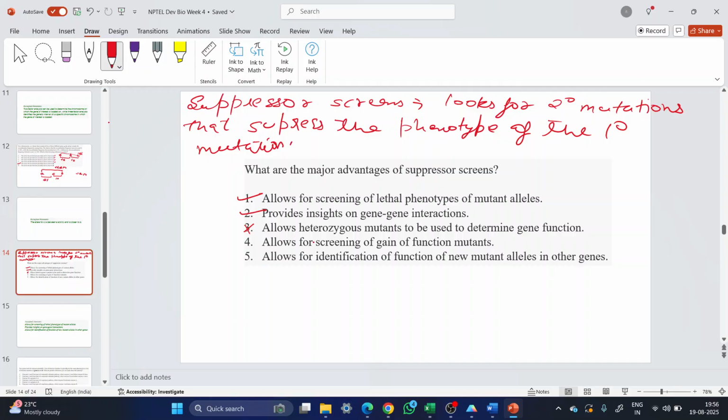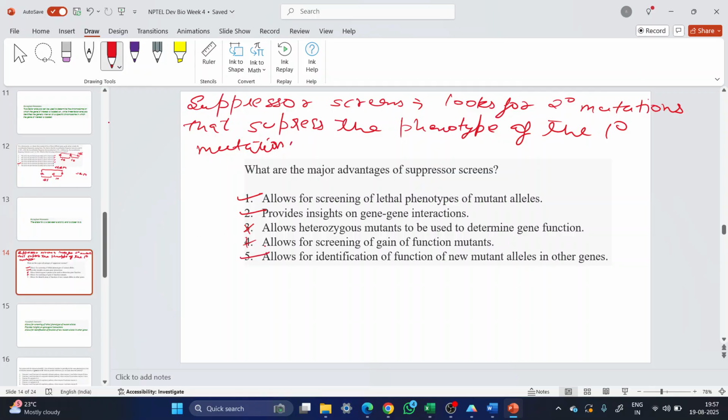Then, it allows for screening of gain of function mutants. No, that's usually handled with specific dominant or gain of function mutational studies, not with suppressor screens. So this is again wrong. Then fifth is, allows for identification of function of new mutant alleles in other genes. Yes, this is correct because suppressor mutations frequently occur in genes which are different from the original one. Therefore, you can discover the new players in the same biological process. So this is the correct statement.